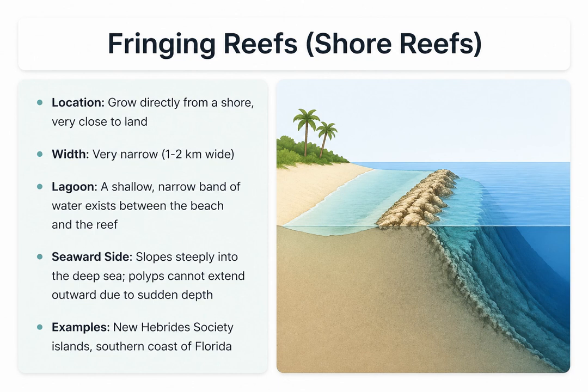Between the actual beach and the main body of the reef, there is often a shallow, narrow lagoon. On the seaward edge, the reef slopes steeply down into the deep ocean. Coral polyps cannot grow further outward because the water suddenly becomes too deep and dark for them to survive. Excellent examples of fringing reefs can be found off the southern coast of Florida and the New Hebrides Islands.